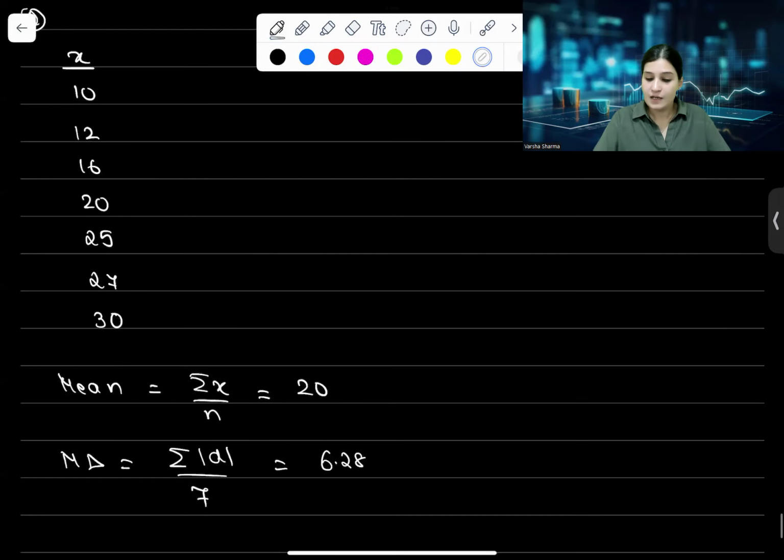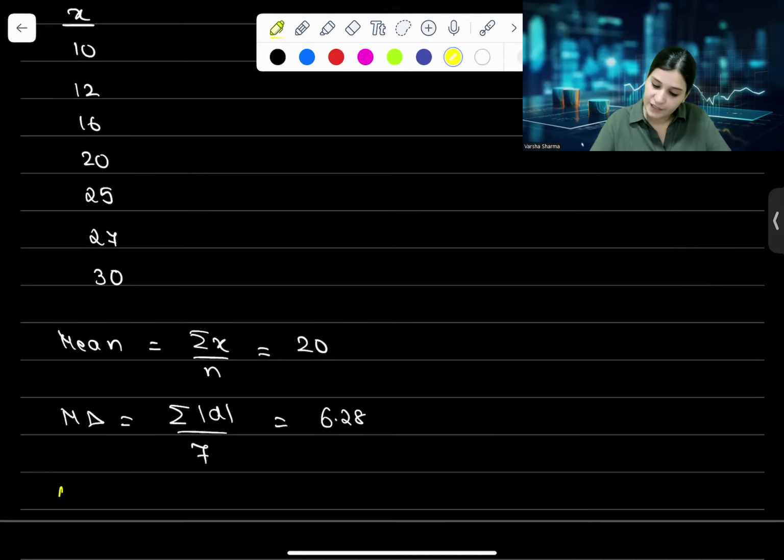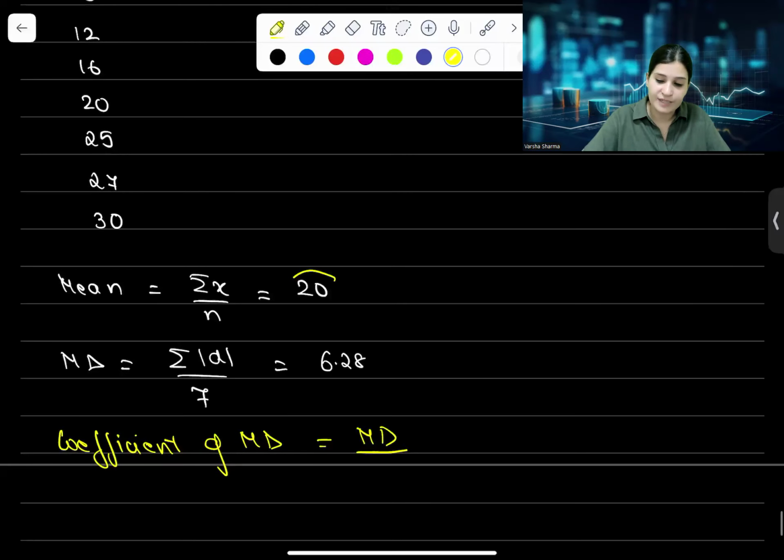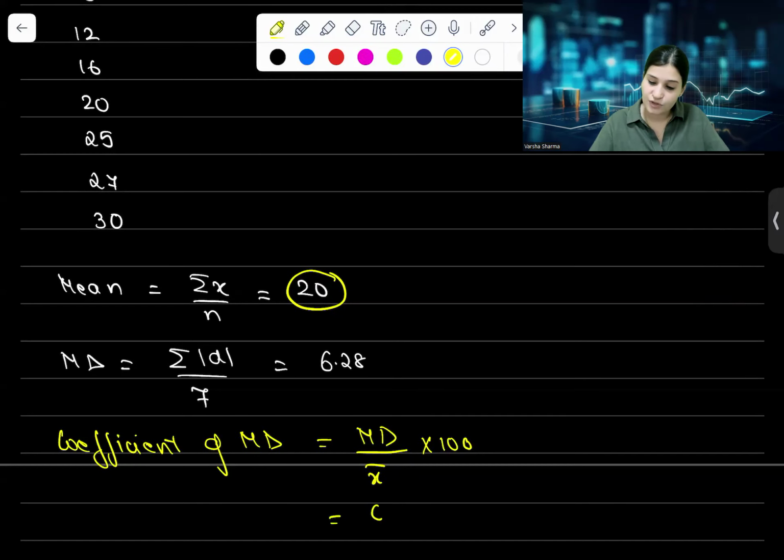Yes, ma'am. So now if I want to find the coefficient of mean deviation, mean deviation divided by, from which one did we calculate deviation? We calculated from mean. So mean, into 100. If you have calculated it from median, divide by median. So 6.28, whatever you got, divided by 20, into 100.